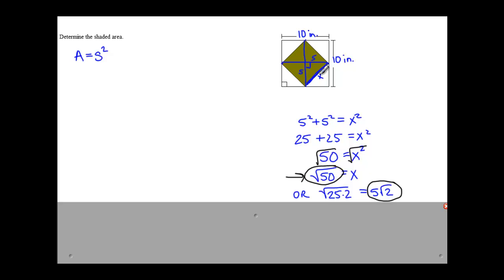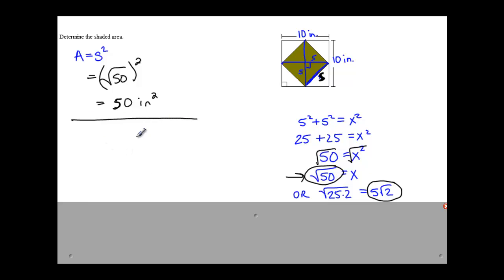We just found the side, so this I guess we could have called an S for side. We used an X, but that side we found was equal to the square root of 50. And if I square that, then I end up with just 50. So it would be 50 square inches.